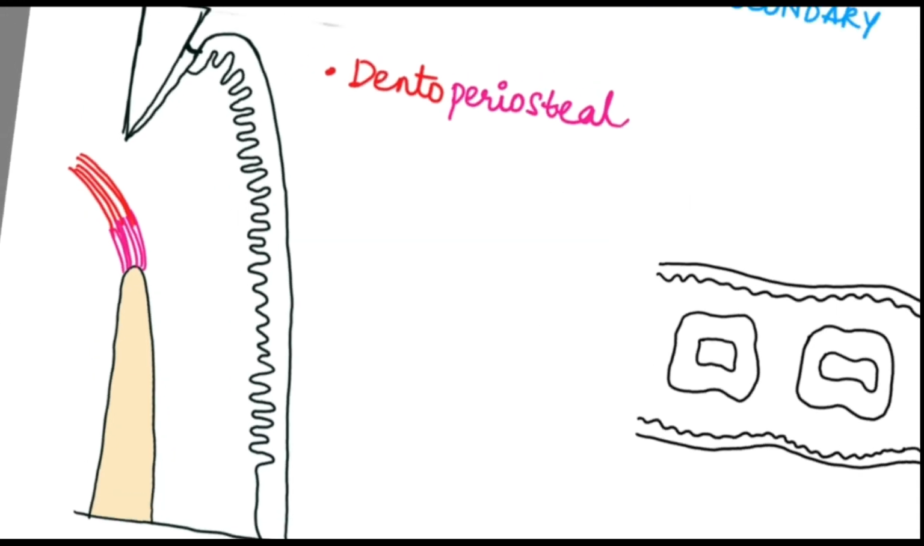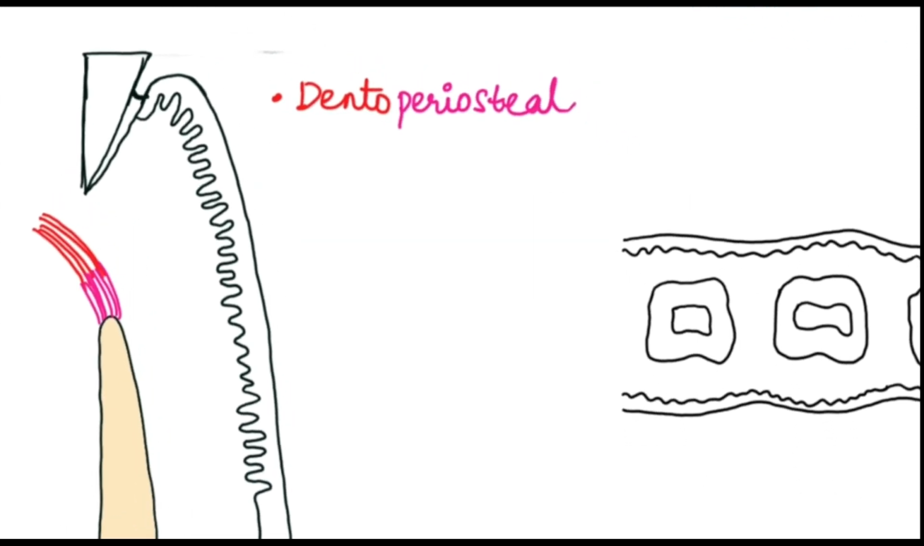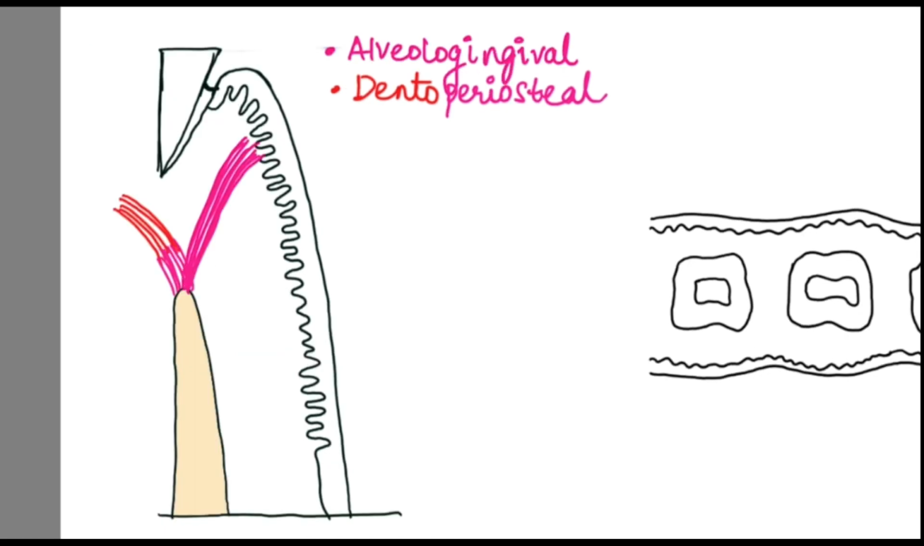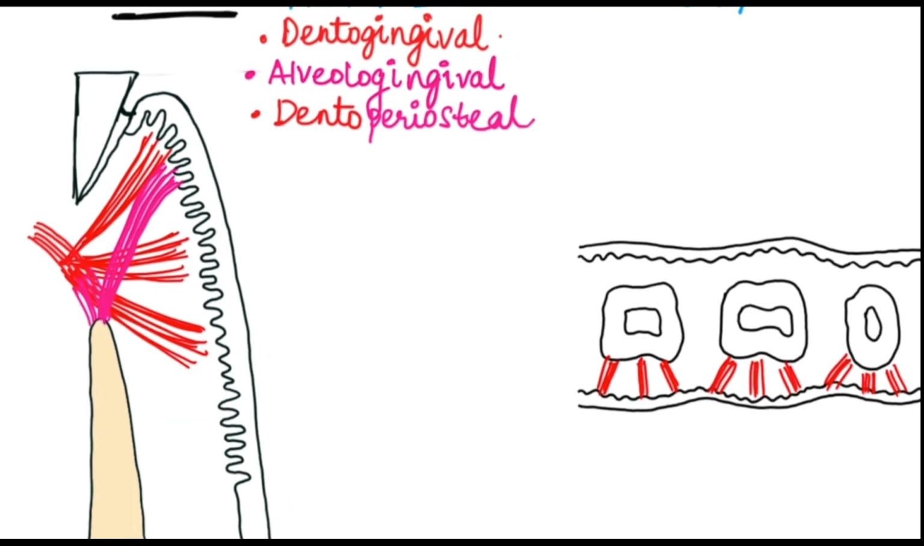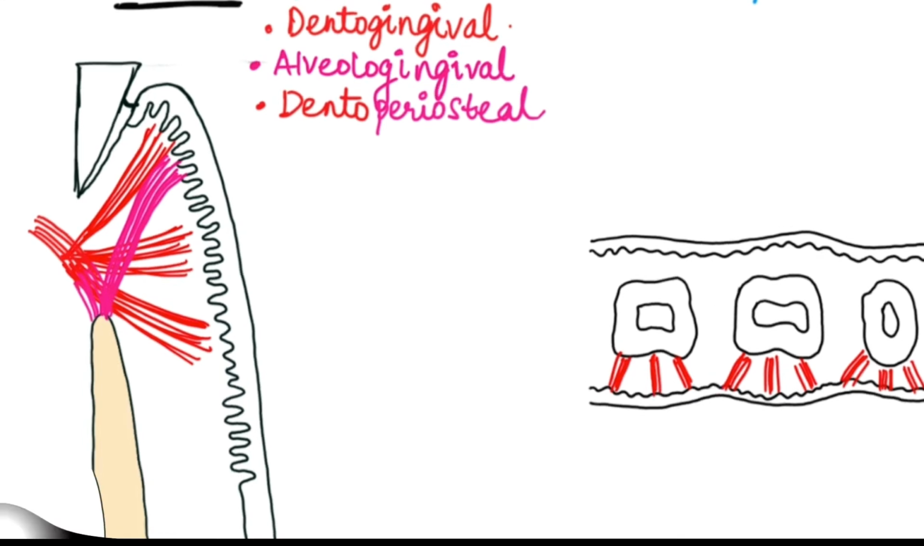Okay, so dentoperiosteal are the fibers which originate from the cementum near the cemento-enamel junction and they attach themselves into the periosteum of the alveolar crest. So these are known as dentoperiosteal. So if I got to show you all the three in one picture, this is how it will look. This is dentogingival, alveolo-gingival and dentoperiosteal.